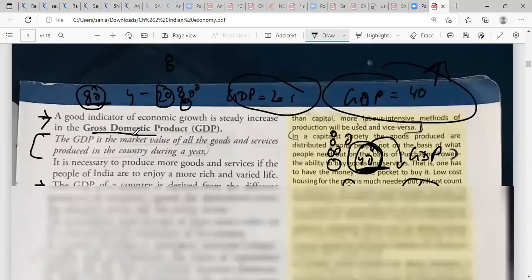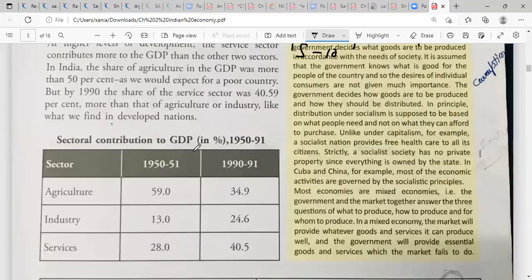Okay. And now we will compare the GDP. Then you will again give it a heading like this, GDP. So, ma'am, what is GDP? Basically, you already know what is GDP, right? So this is a table. From 1950 to 1951, the table was like this.